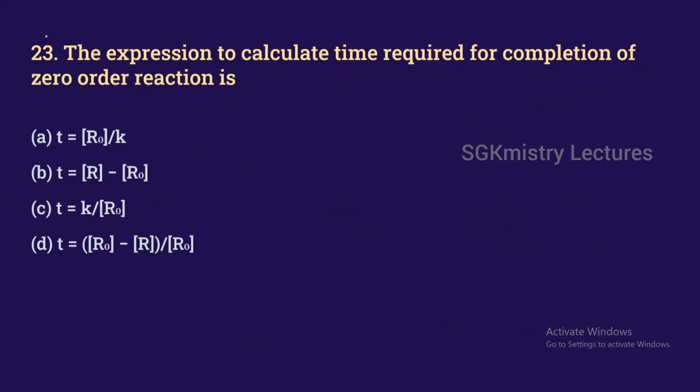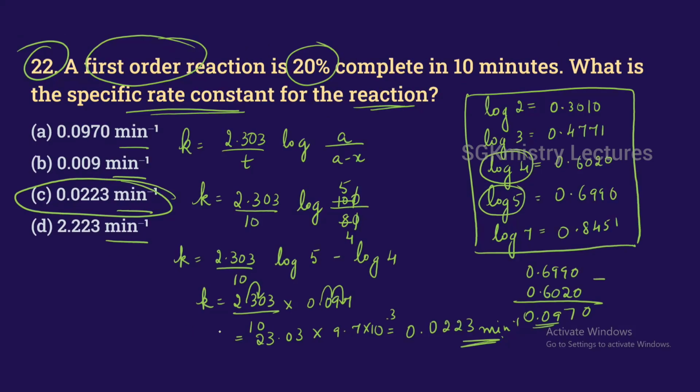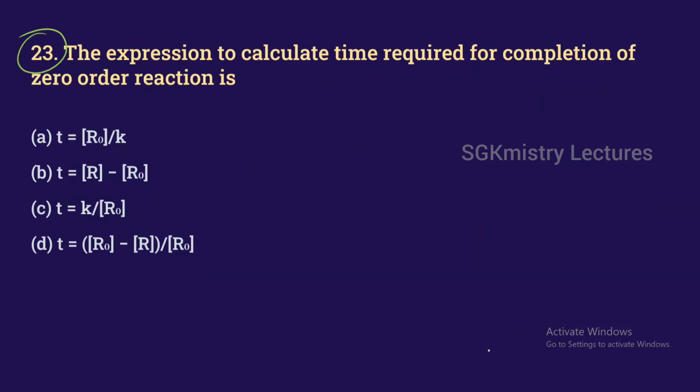Okay. Next, question number 23. The expression to calculate time required for completion of zero order reaction. In the previous one, I have done the calculations by taking 10. Again, if you bring 10 to the above, it will become 10 to the power of minus 4. Then when you do this calculation, you get this as the answer. Yes. The expression to calculate time required for completion of zero order reaction.